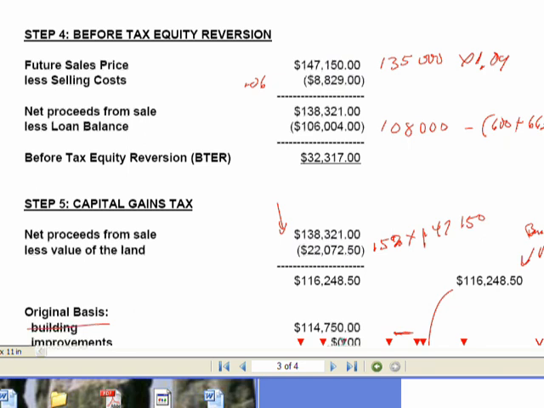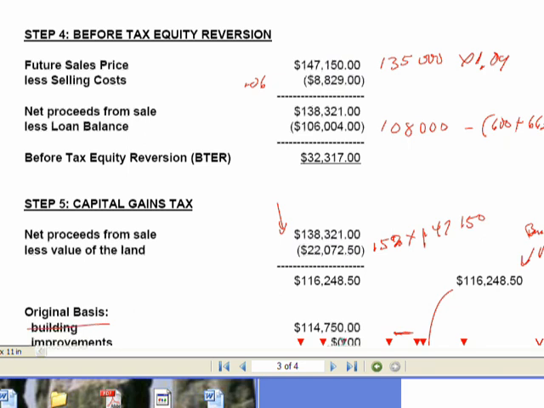Okay, steps 4 and 5, we're going to calculate the before tax equity reversion, or the sale of the property, and also the capital gains tax to ultimately, at the end of step 5, calculate what's called the after tax equity reversion. So that's the goal here.